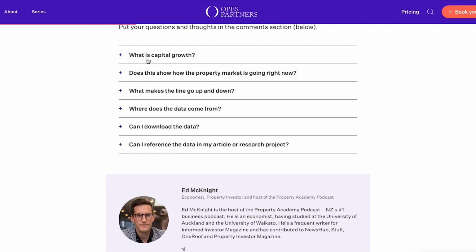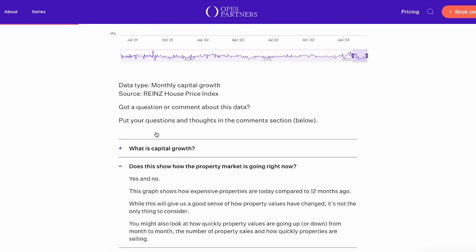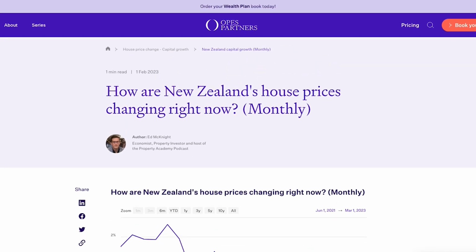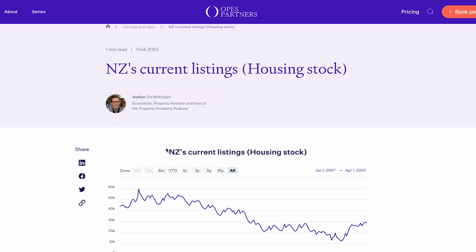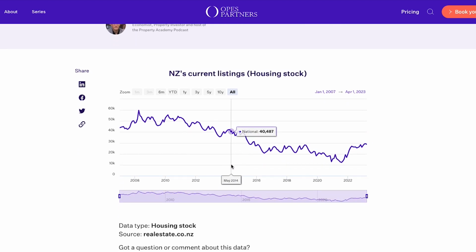I've also written a whole number of explanations about how the data is calculated as well, if you want to dig into it. The next thing that I'd be looking at is what we call the housing stock, or the stock of current listings. This is another thing that Tony was telling us about.